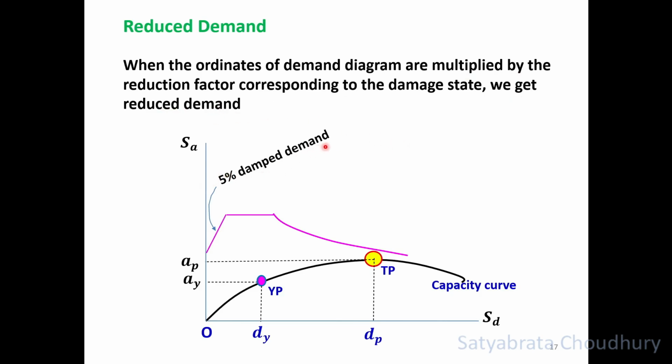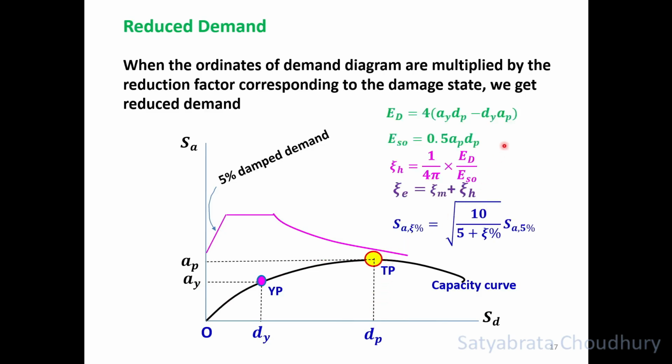So 5% damped demand diagram, and the capacity curve is shown here. This is the trial performance point, and through bilinearization we have decided the yield point. So dy, ay, ap, dp are known, and all the formulas we have discussed are repeated here. Ed is given by this, ESO given by this, hysteretic damping is given by this, total damping is given by this, and the reduced spectral acceleration for the reduced demand diagram is given through this expression. So you can easily get the reduced demand diagram, and wherever it is touching this capacity curve, that reduced demand curve intersection is your performance point.